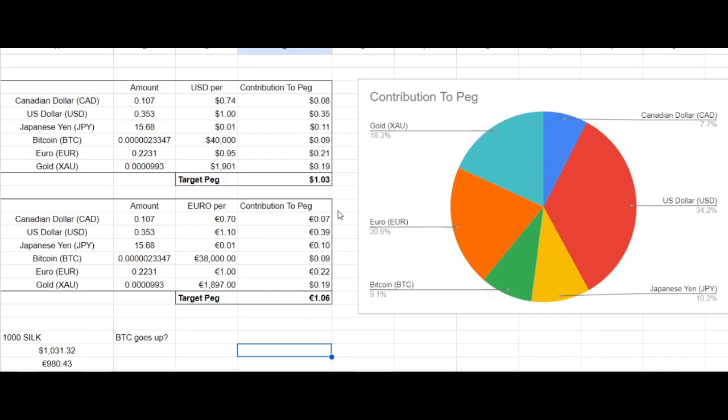And this creates a really interesting forex market where people can essentially hedge their forex exposure. They can hedge against their sovereign currency by being a silk holder, and it creates a really interesting dynamic in relation to inflation and in relation to volatility.